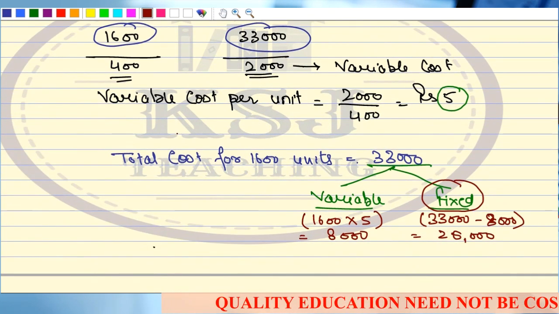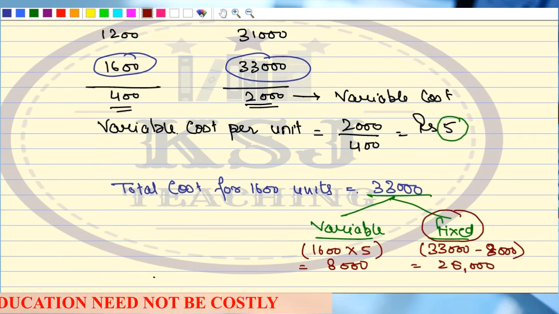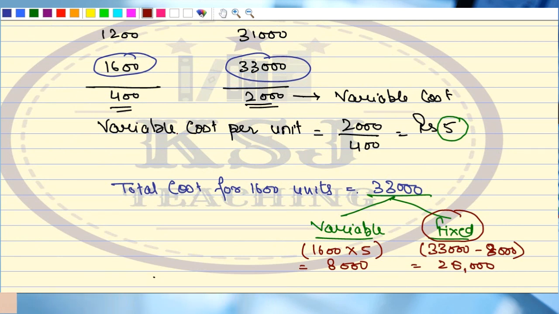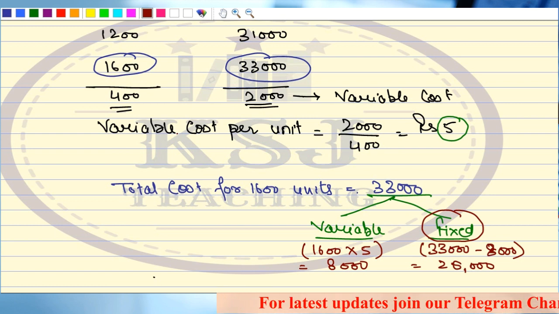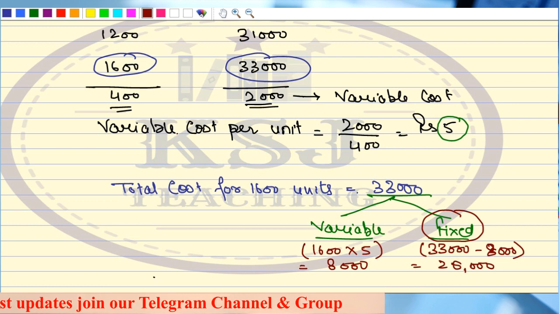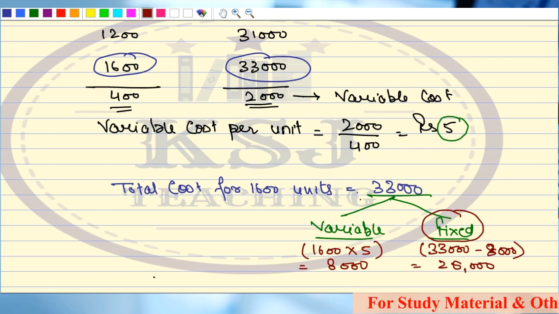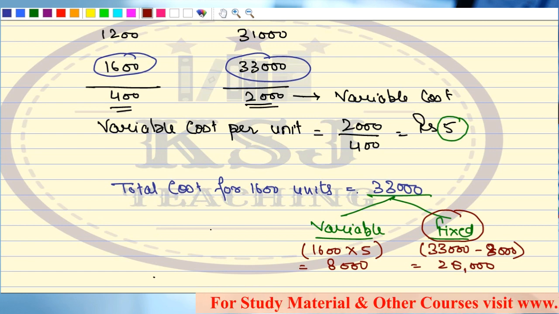The fixed cost will remain 25,000 only, right? I have taken week number 2, where for 1600 units total cost is 33,000, out of which the variable cost is number of units multiplied by variable cost per unit, 8,000, and the remaining part, 25,000, is my fixed part. Clear? So this is how you have to solve the question when there is a semi-variable cost. First calculate the variable cost per unit, then take the data for any of the weeks, and calculate the variable and the fixed part.